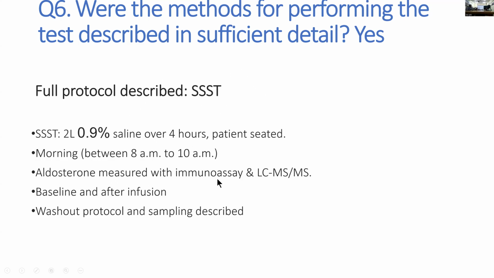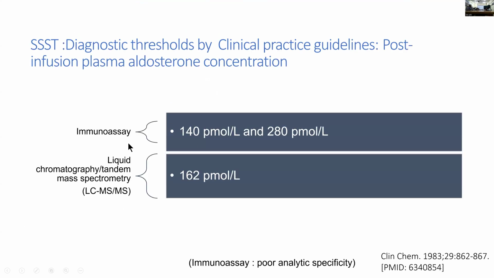They use two different assays, immunoassay and liquid chromatography. They checked the aldosterone value before and after infusion, and this was done after a washout period. They describe in detail how they have done the testing. The first immunoassay has poor analytic specificity in some studies, so they had also done the gold standard, which is liquid chromatography.